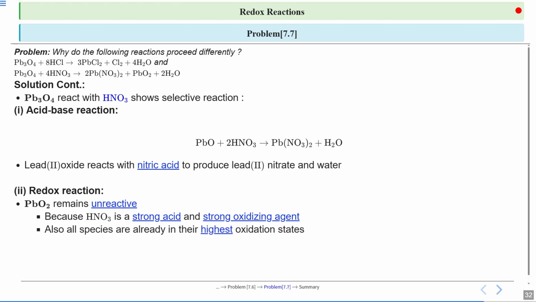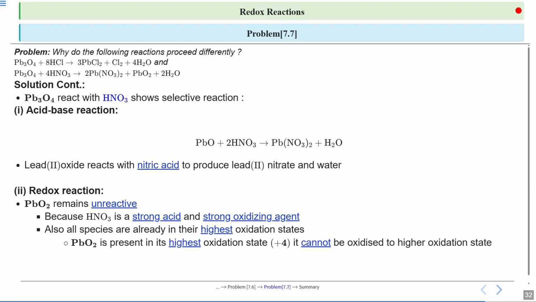While all the species are already in their highest oxidation state, PbO2 cannot act as a strong oxidizing agent here. Therefore, the reaction between PbO2 and HNO3 will not take place, because in this particular compound the lead is already present in its +4 oxidation state. Hence, it cannot be oxidized to a higher oxidation state. As a result, PbO2 will remain unreactive in the presence of nitric acid.